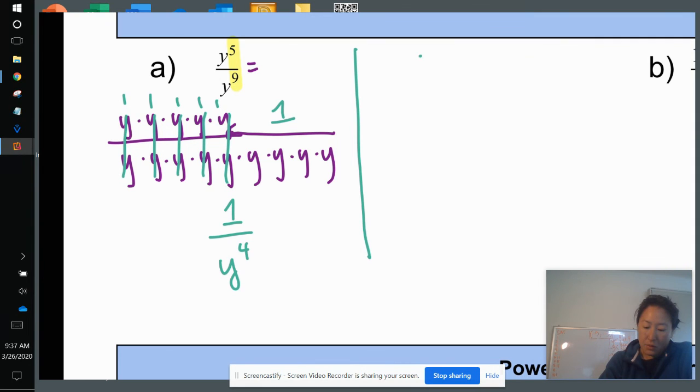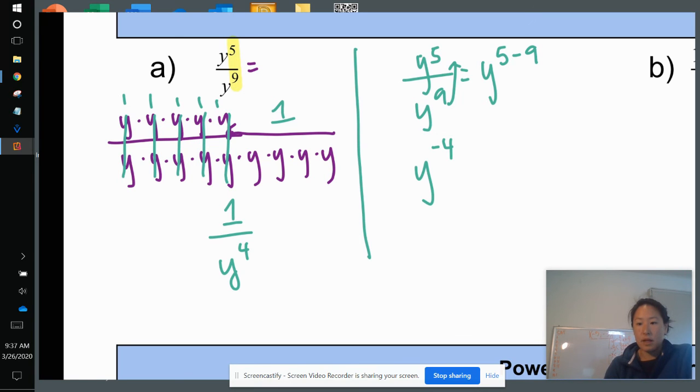Okay, so I do y to the fifth over y to the ninth. If the bases are being divided, I'm going to subtract the exponents. So I'm going to do y to the fifth minus 9. So I bring the 9 up. Okay, so I get y to the negative 4.